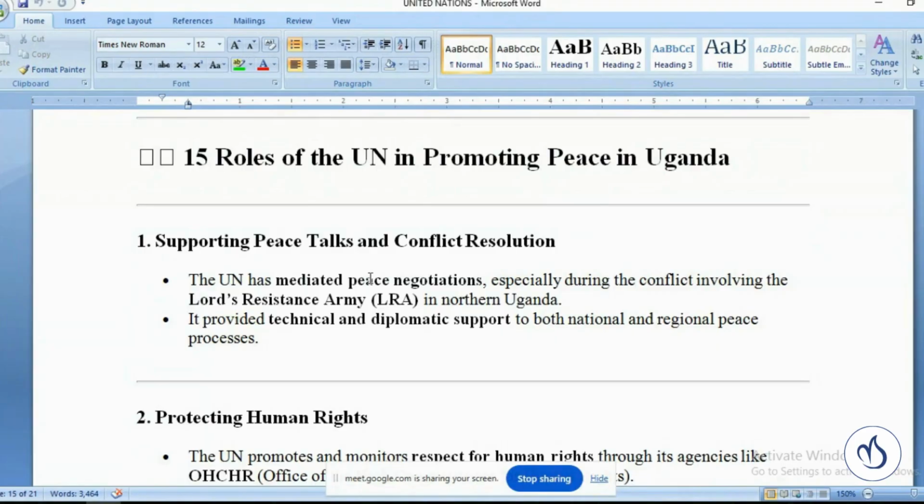Now, the UN has done much to protect the peace in this country. For example, number one, supporting peace talks and conflict resolution.